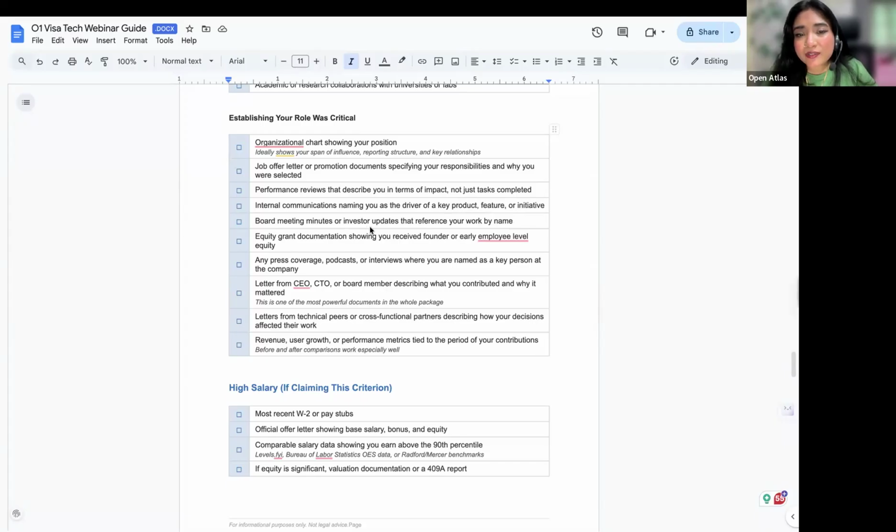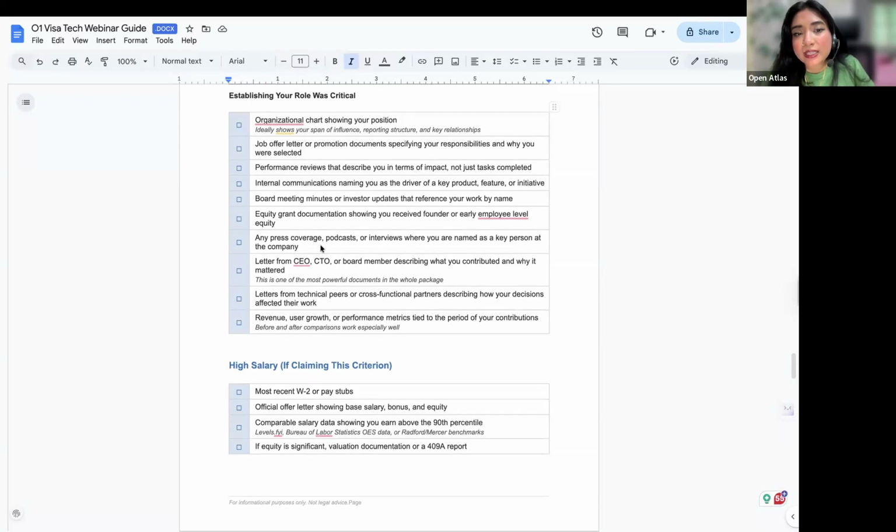Board meeting minutes or investor updates that reference your work by name. Like, hey, Jeevan has done this and it impacted a lot. Sometimes people document it. There are a lot of companies which document it, and we can use those documents as well. Equity grant documentation showing you received founder or real employee-level equity. Any press coverage, podcasts, or interviews where you are named as a key person at the company.